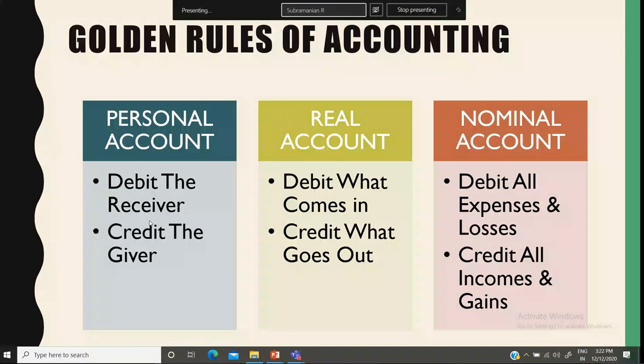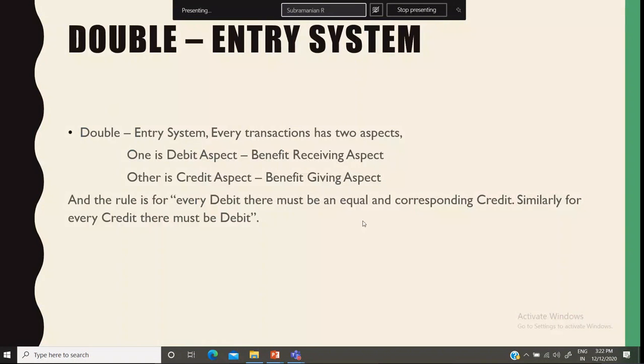Next I am moving on to the double entry system. Basically, debit and credit, these two aspects we must know. Double entry system of bookkeeping and accounting. There are two methods of recording transactions. One is the single entry system, and the other is the double entry system, depending on the kind of business. Most businesses adopt the double entry system because proper books of accounts are maintained there.